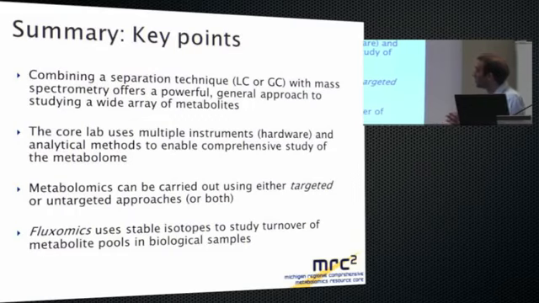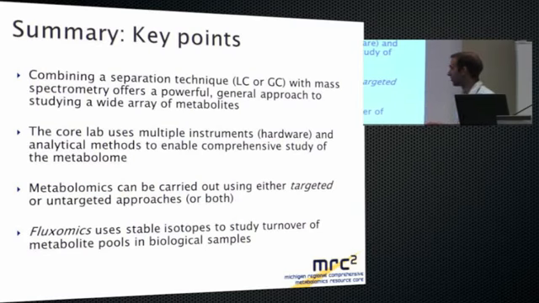So hopefully I showed that combining a separation technique like LC or GC and mass spec really does offer a pretty powerful and universal way of detecting metabolites. There are certainly caveats to look at, and we as a core lab do our best job to manage those and produce data that's useful to you, so that you don't have to worry about all of those things. But it's good for you to be aware of them. We use multiple instruments and try to pick the best analytical method to enable a comprehensive study of the metabolome or whatever portion of the metabolome that you're interested in.